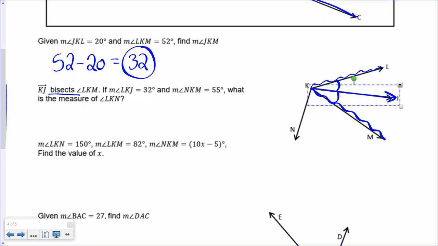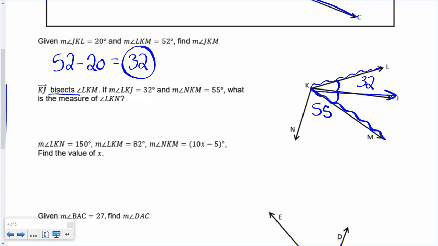I know that LKJ is 32. Okay, I know that this is 32. What else do I know? NKM is 55. They want to know the measure of LKN, which is the entire diagram. How am I supposed to do that? I don't have all of them written in.